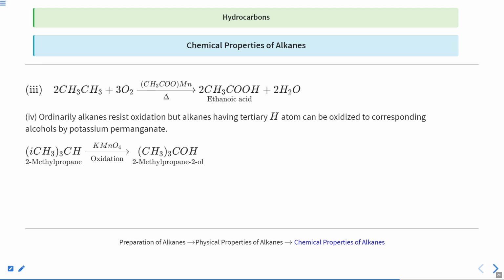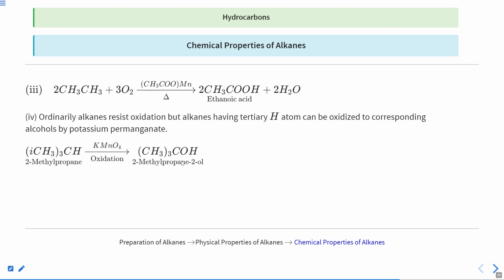Next is oxidation of alkane. So we treat our 2-methylpropane with KMnO4, which is a very strong oxidizing agent, and it converts it to 2-methylpropan-2-ol. So here one OH is added. Since it is a tertiary carbon, it cannot oxidize further into aldehyde or carboxylic acid, and that is the reason we are getting a normal alcohol here.